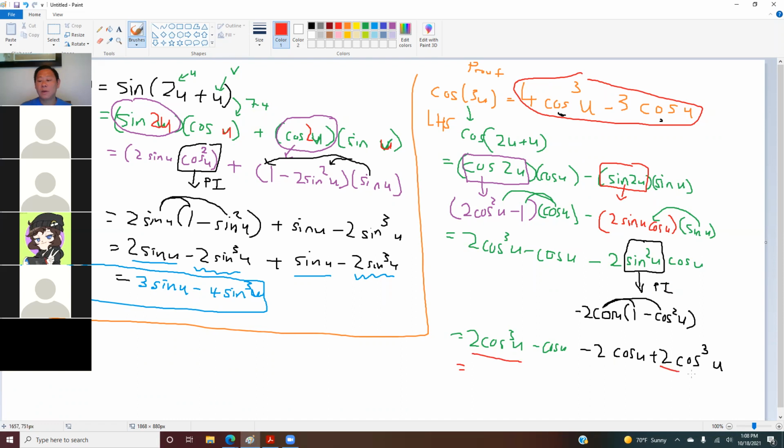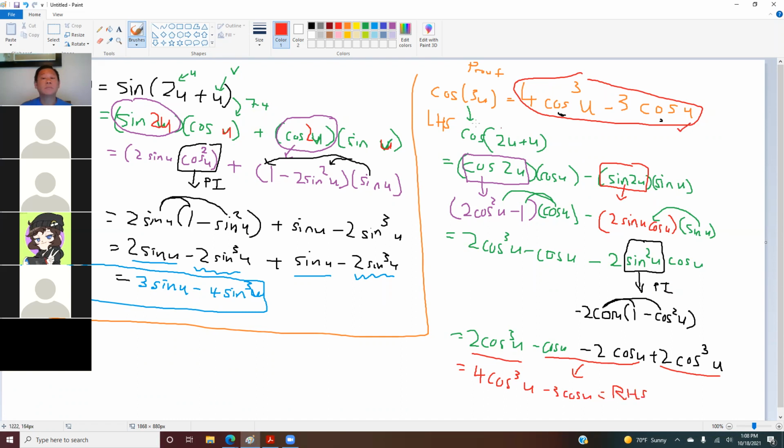So this and this give you how many? 4 cosine cubed u. And what happens to the cosine square, cosine u? It just becomes negative 3, I think. Yeah, negative 3 cosine u. And this is the same as your right hand side.